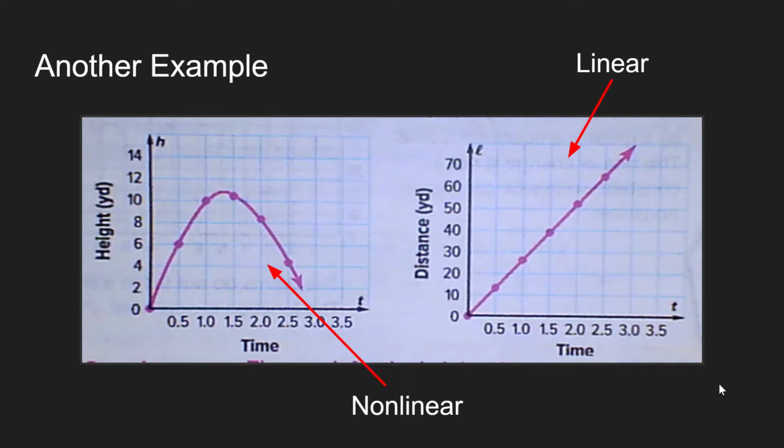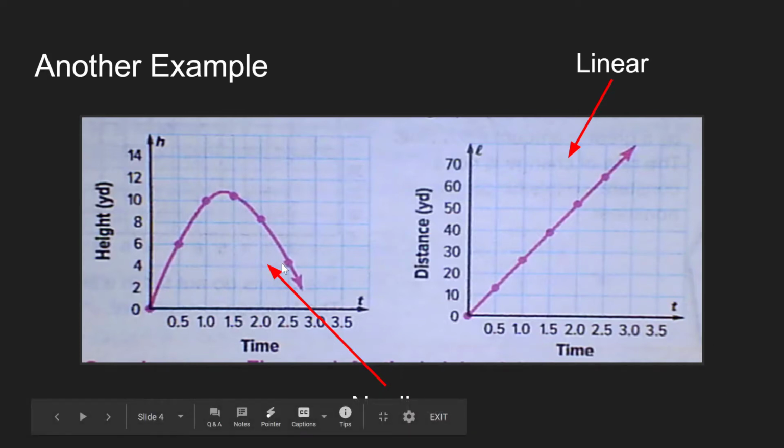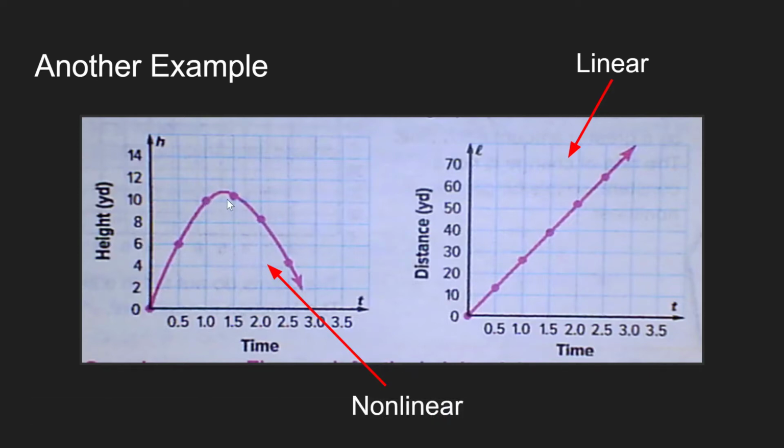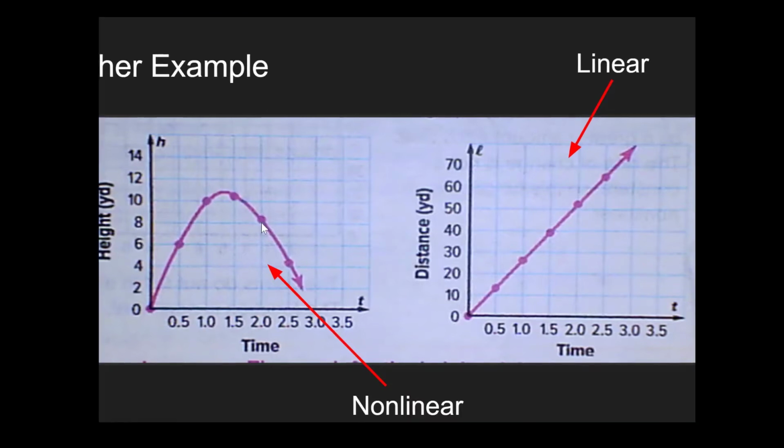Another example here, we've got linear and nonlinear. Now the first one we've got up here is a nonlinear example, because the line it makes has a big old curve in it. So this would be a nonlinear example. However, if we look at the graph on the right side, we see that our line is perfectly straight, so this would be an example of a linear function that has been graphed. So a linear function and a nonlinear function.